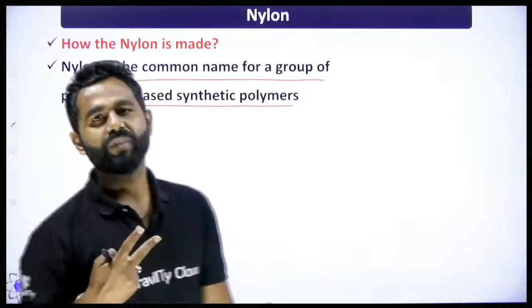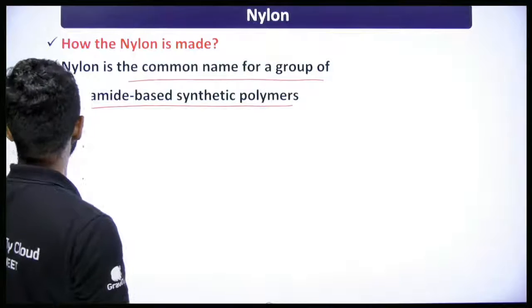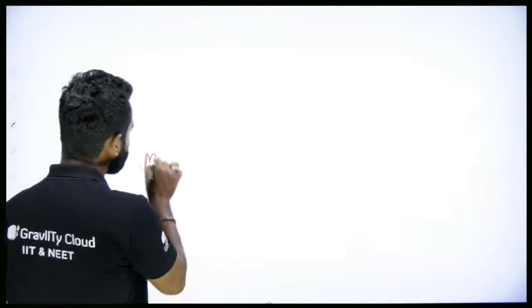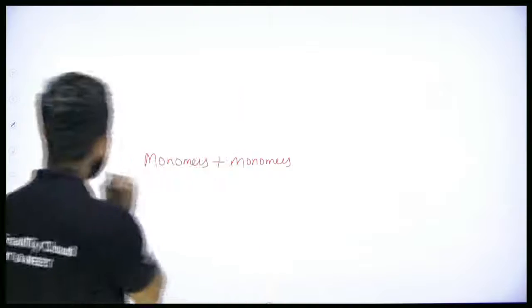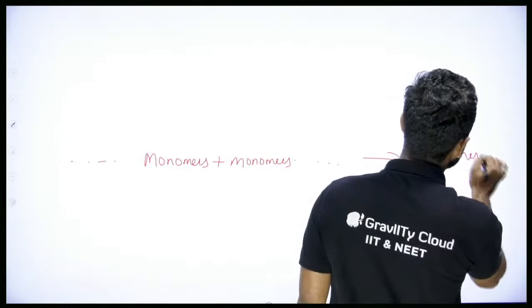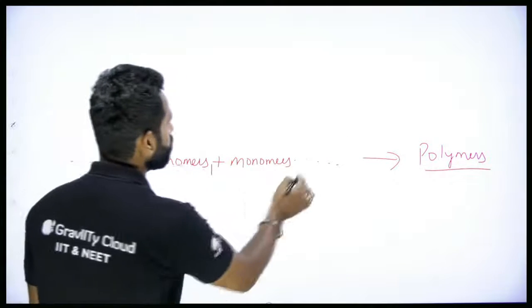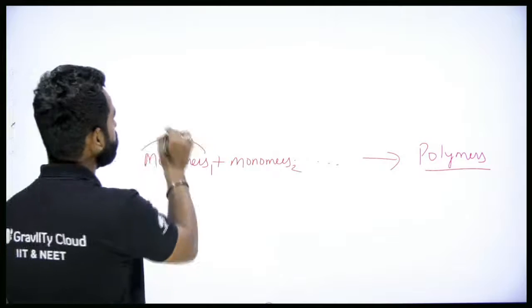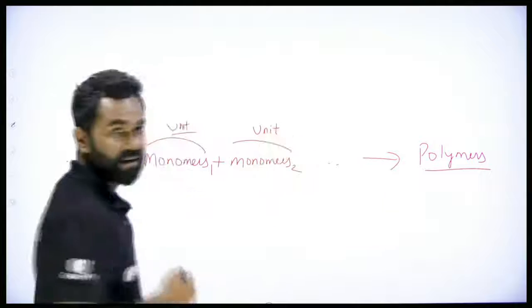So there are two monomers. In the last class we had discussed that monomers combine, or we can say a large number of monomers combine and give rise to polymers. So let's say we have two types of monomers, monomer 1, monomer 2. A monomer is a combining unit, a chemical.